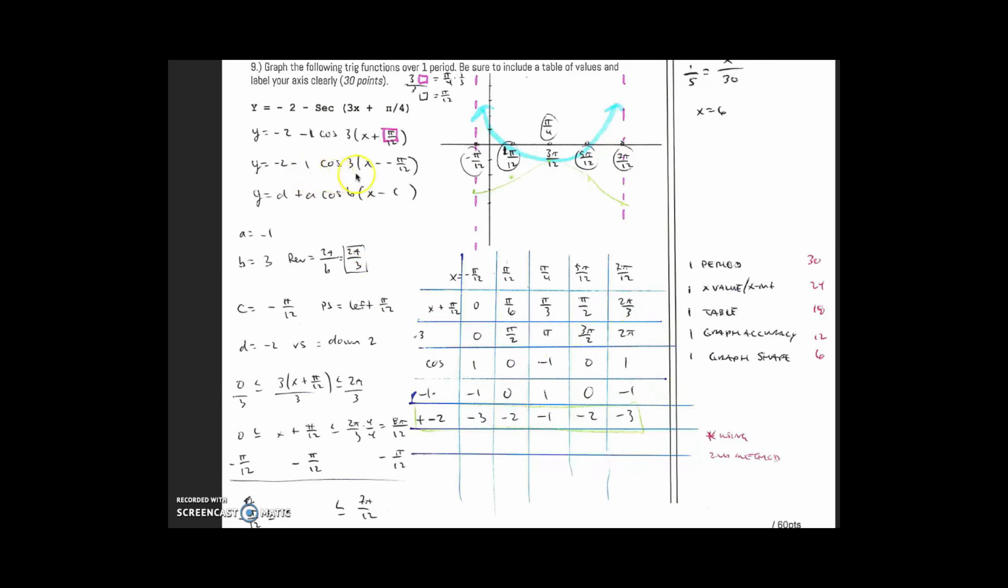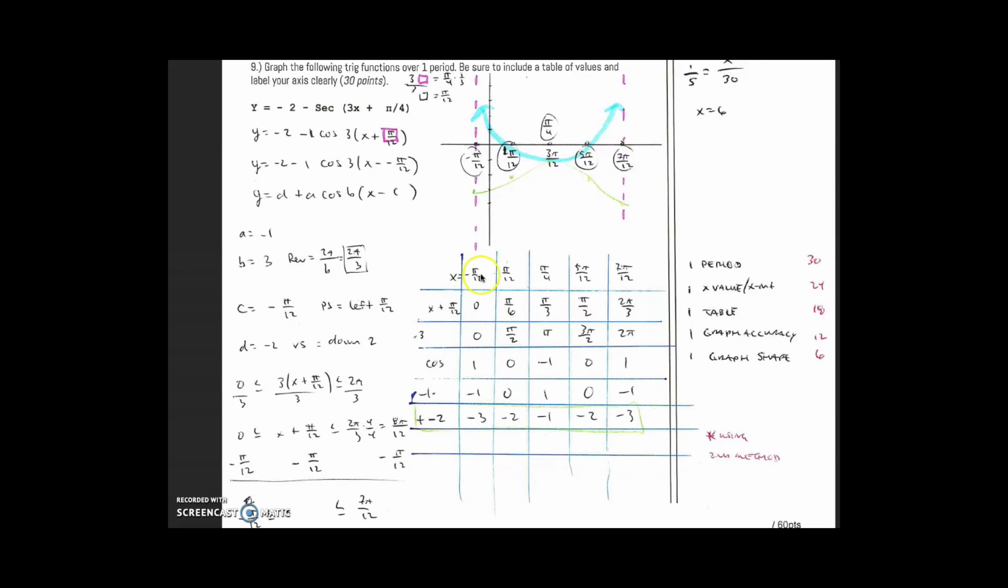The next thing I'm going to do, going from right to left, is multiplication. So -1 has its relationship with the trig function by multiplying by -1. So I'm going to multiply those numbers by -1. And the last thing I'm going to do is add the d value. Adding the d value is adding -2. So that gives you -3, -2, -1, -2, -3.